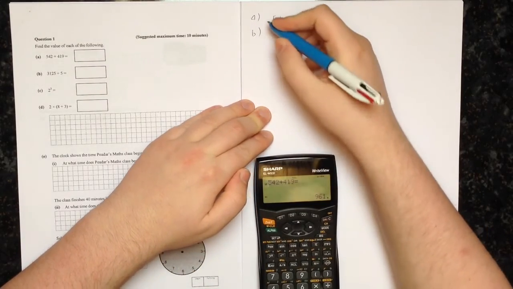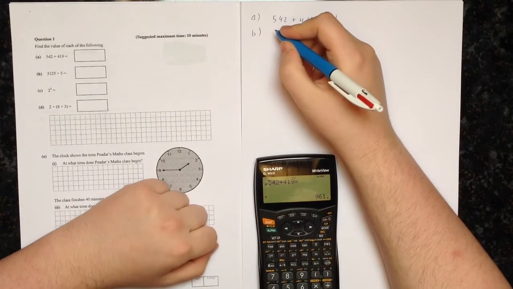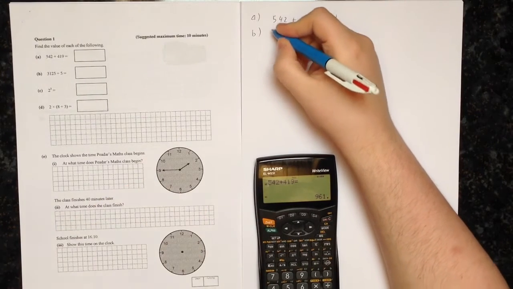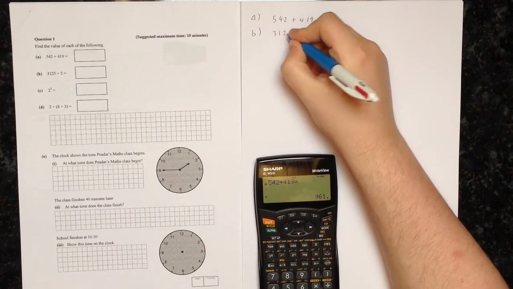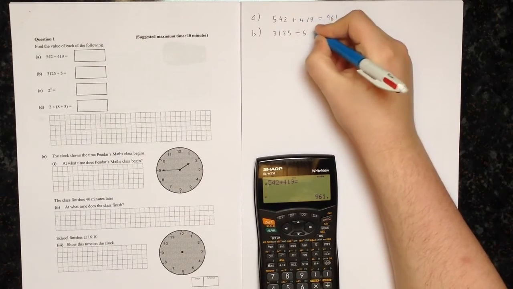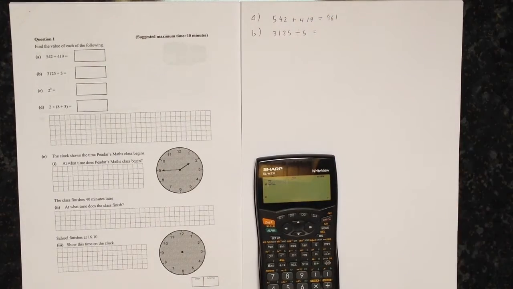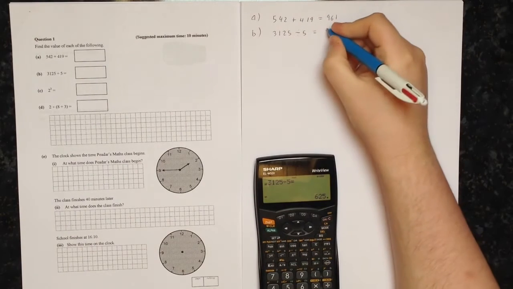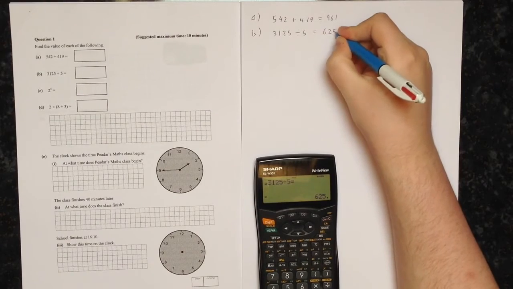B. Given 3,125 divided by 5. So 3,125 divided by 5, and we get 625.